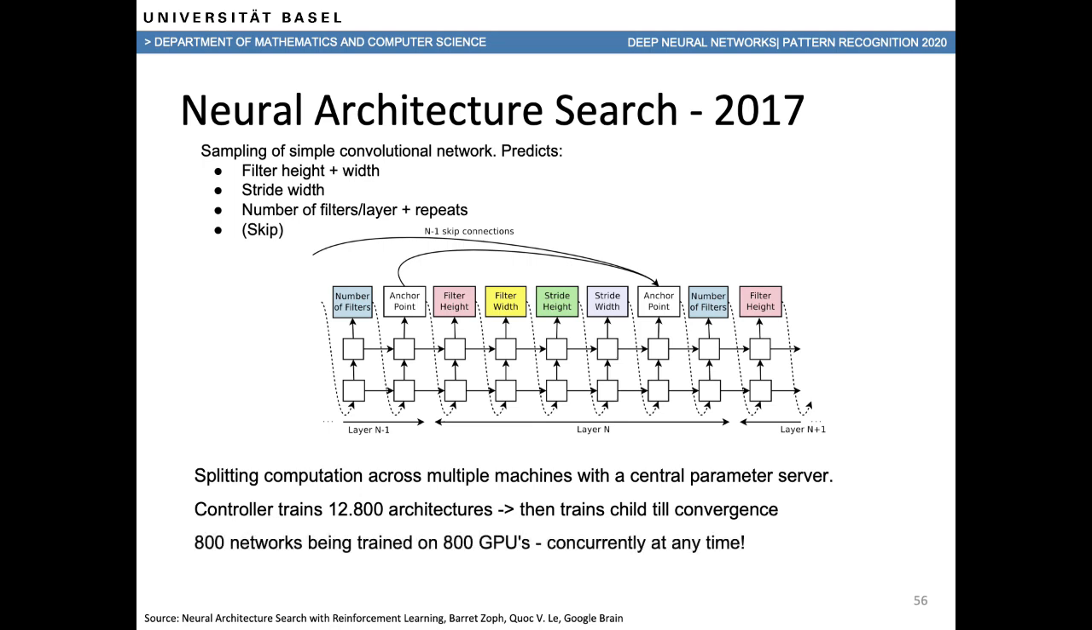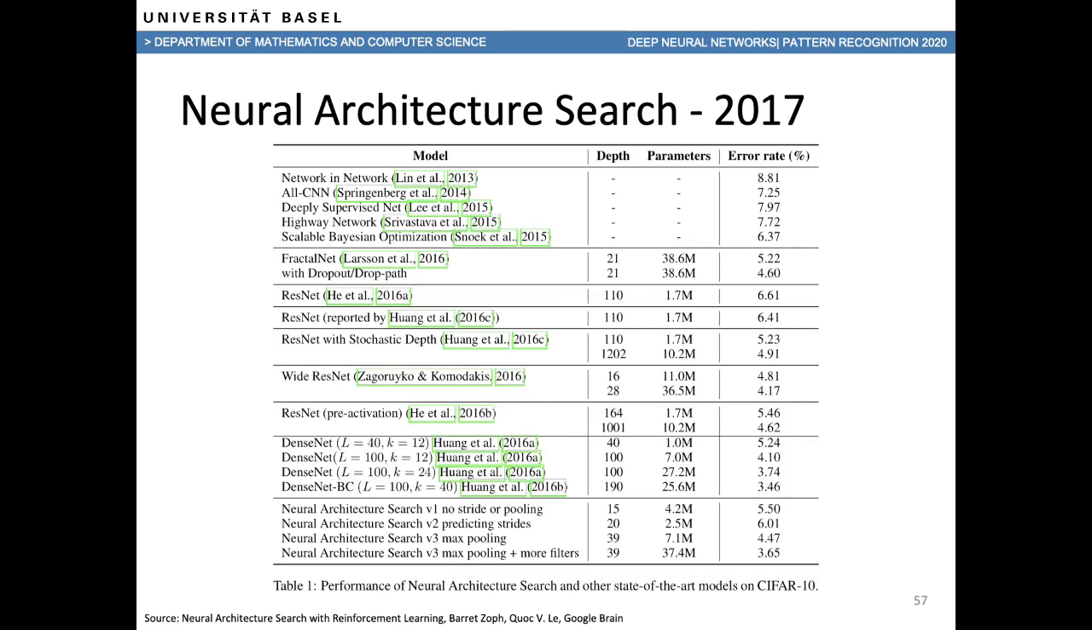So this here is definitely not something that everyone can do. In the paper here, they used 800 networks being trained on 800 GPUs concurrently at any time, with a total running time of 28 days. And this here is just like if you have both resources and also a large enough data set, then you can really try to figure out what the most optimal architecture might be.